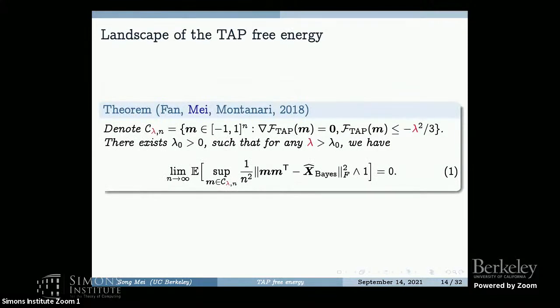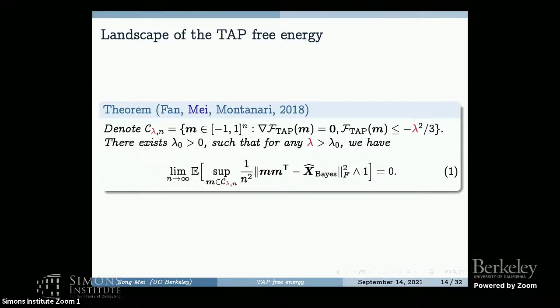First, the main result, by Zhou Fan, me, and Andrea three years ago, characterized the global landscape of the TAP energy. It says that, suppose we look at the critical points of the TAP energy below some threshold. Then, when the signal-to-noise ratio is large enough, with this lambda_0 not depending on n, so it's still in the weak regime, meaning it cannot fully recover the signal. But when lambda is greater than this threshold, we can show the following.